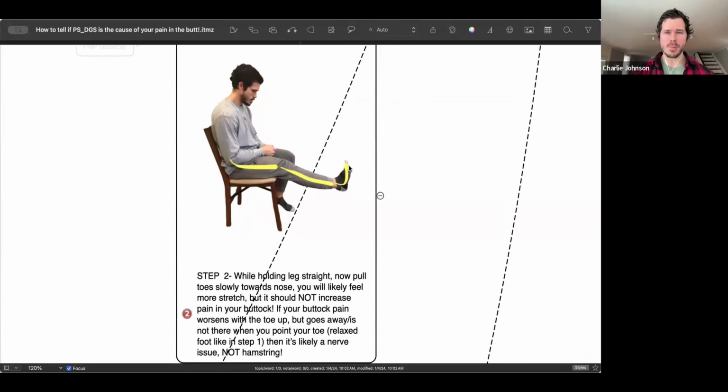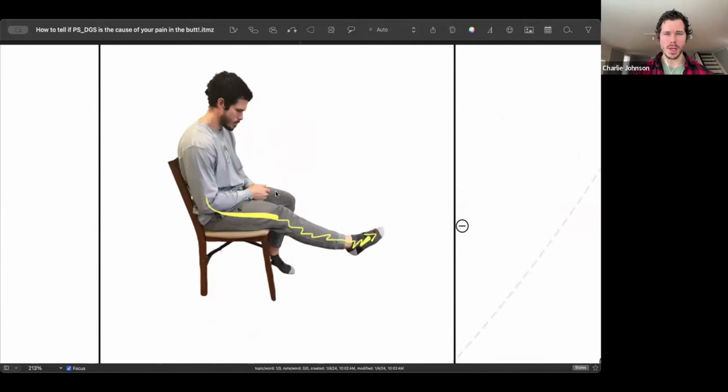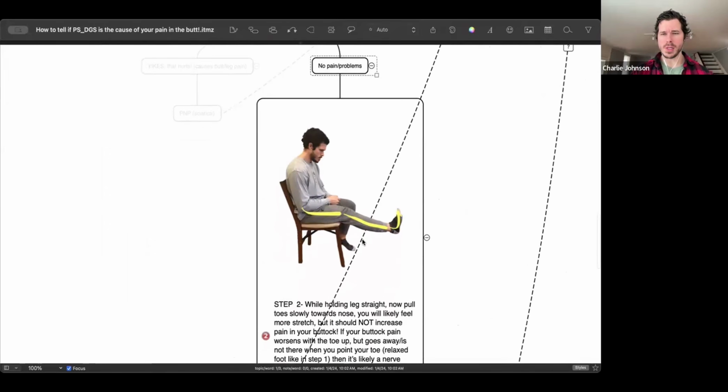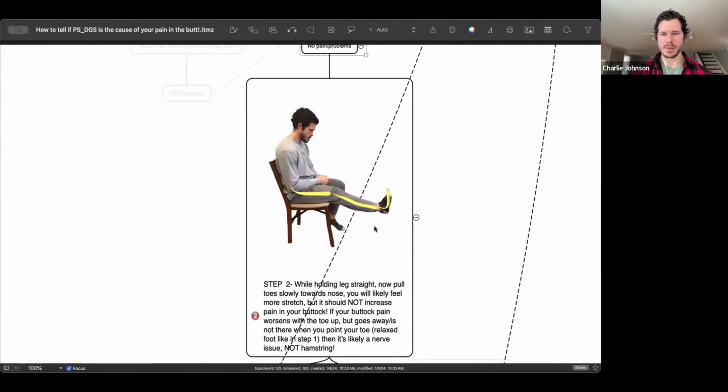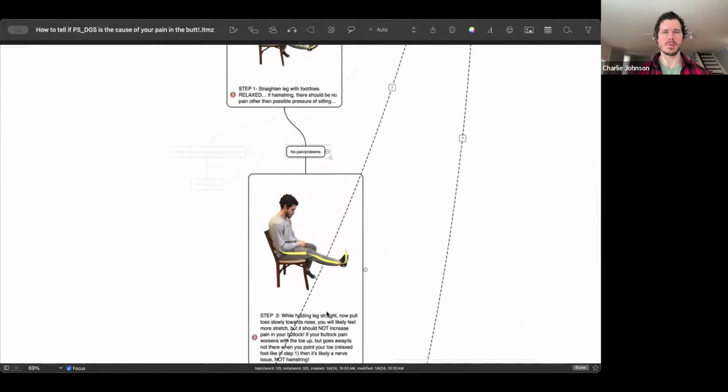This yellow line represents the sciatic nerve. So you can see when your toes are relaxed, that sciatic nerve has a little bit of slack to it. But when you pull your toes to your nose, you create tension on that. This should not increase your buttock pain. If your buttock pain worsens with the toes up, so you pull your toes up and you notice, ouch, that hurts my buttock, but it goes away or lessens clearly. Remember, we're not splitting hairs here. Clearly, it goes away and is not there when you point your toes, relax the foot, like this.